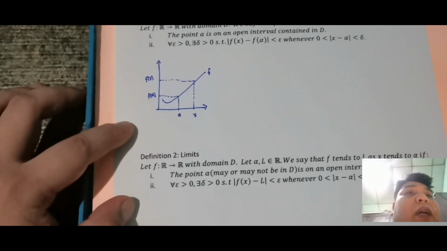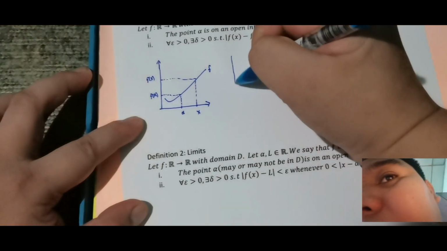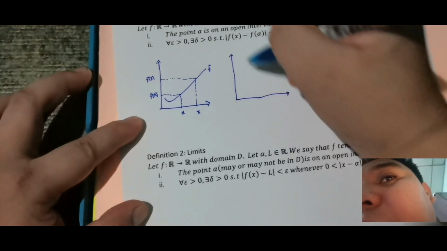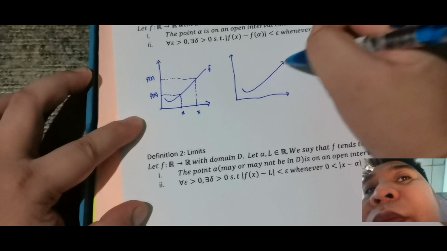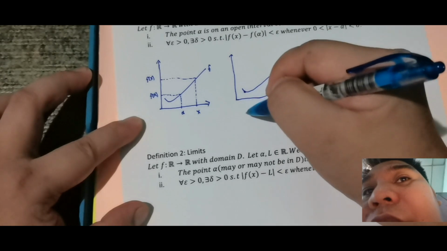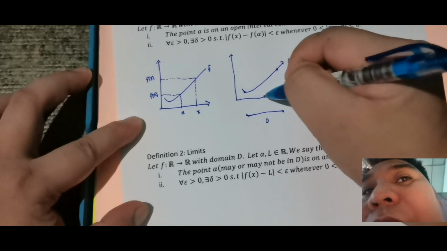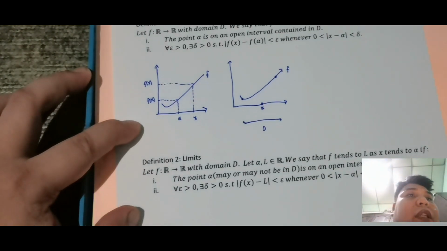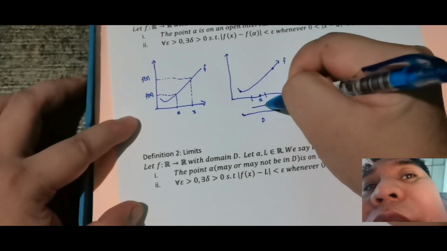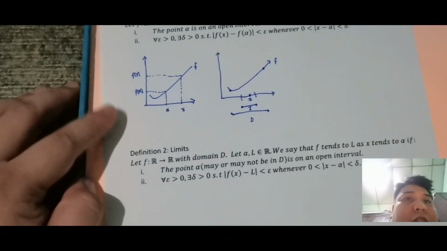Pangalawa, the point alpha is on an open interval contained in D. So paano naman yun, sir? Ito naman siya. Drawing ko lang. So again, gayahin natin yung function. Ito yung f. So lagyan ko ng dulo. Okay, so meaning yung dulo na yan, yan yung ating domain. Yan yung domain D. So let's say ito yung alpha. Si alpha daw ay nasa open interval contained in D. So meaning, merong somewhere na interval dyan. So let's say ito yun. So yan yung interval I. Okay, so yan na naman yung sinasabi nung I.